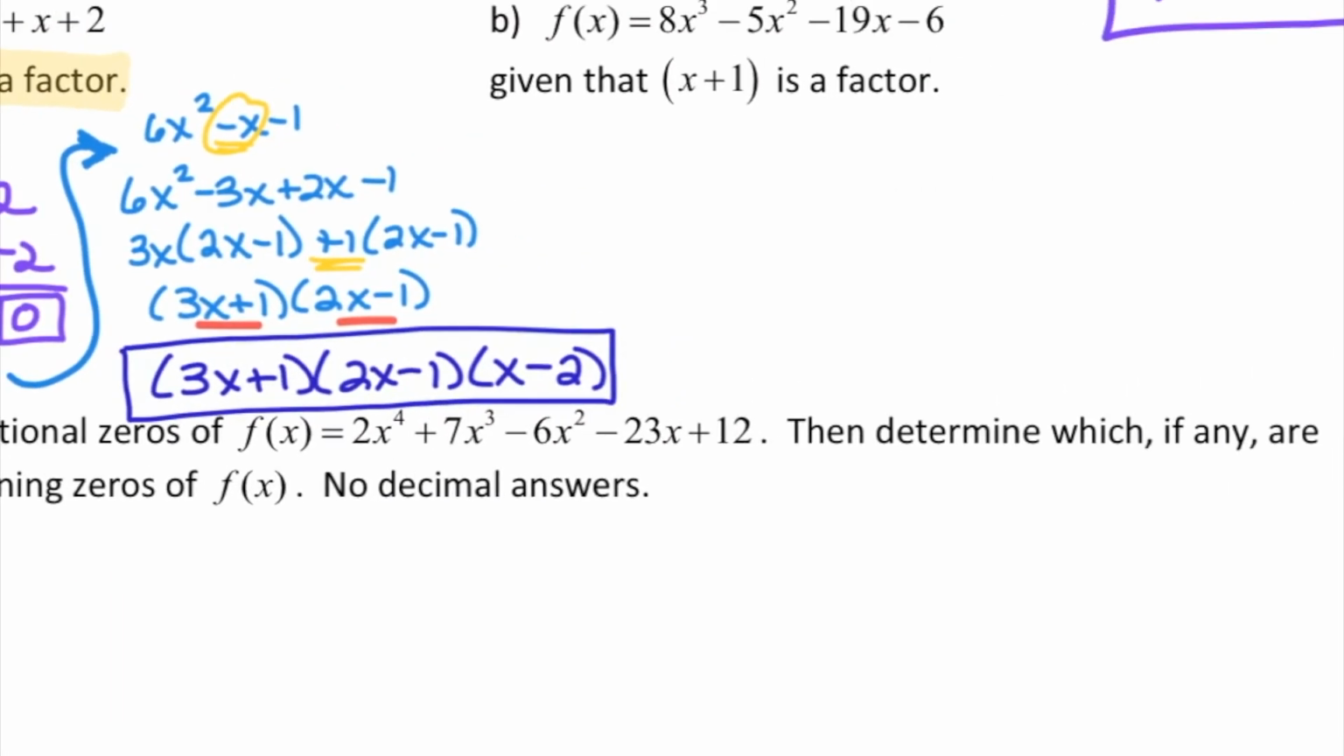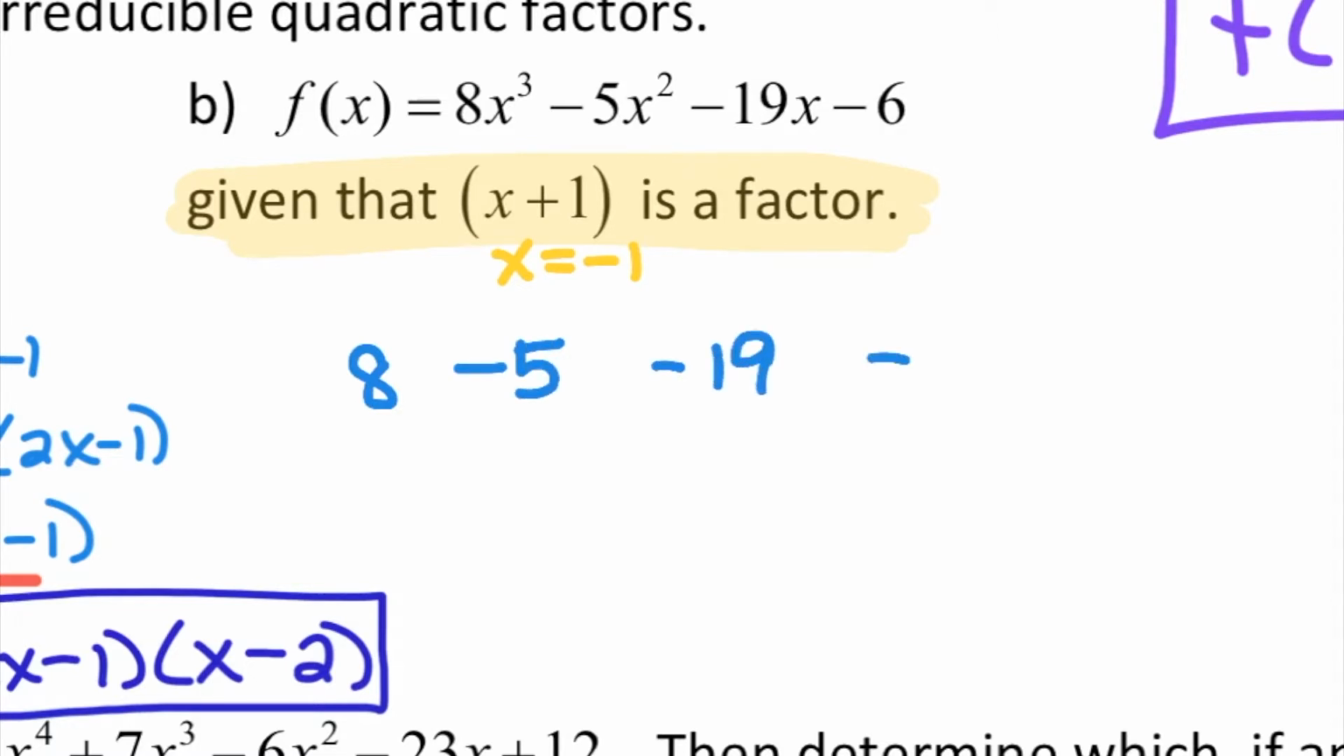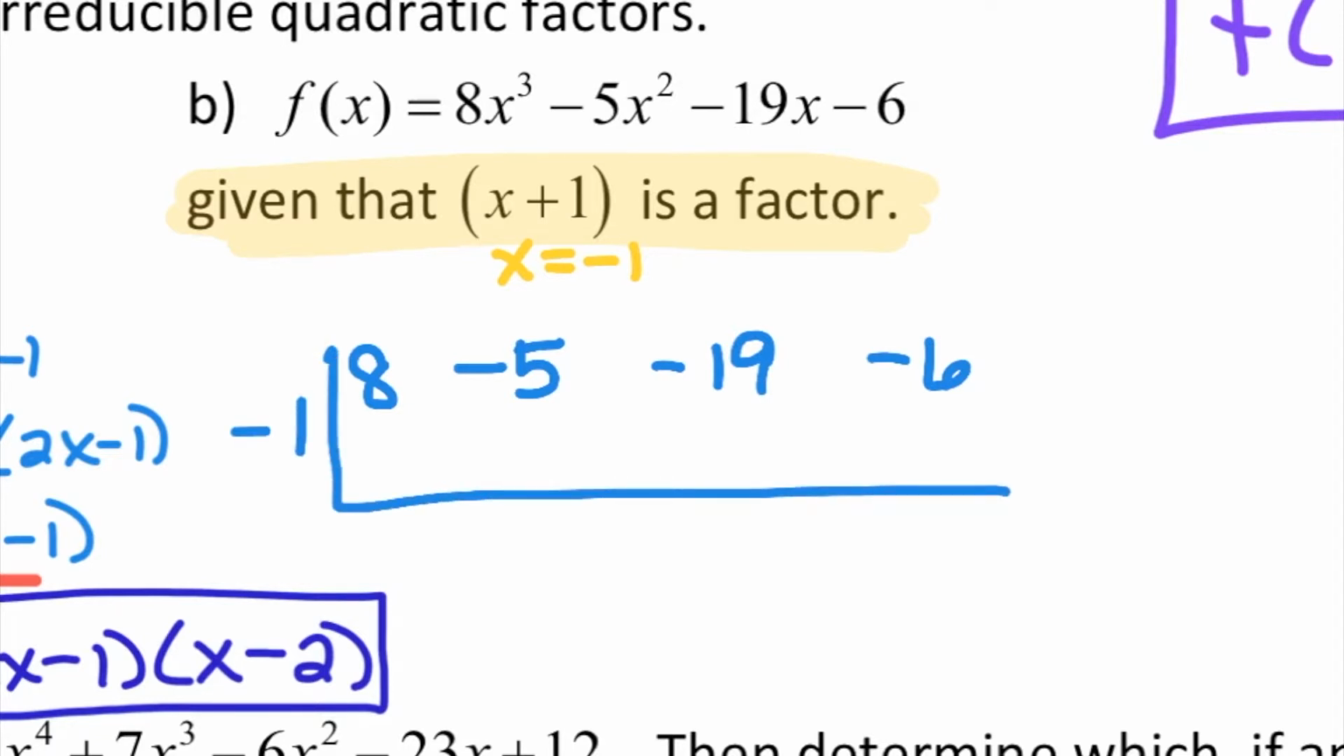So let's do another problem like that. Here I have a function, and I'm given that x plus 1 is a factor, so I'll be dividing by x equals -1. Let me see if I can squeeze my synthetic division into this little space here. 8, -5, negative 19 and negative 6, and I'm dividing by negative 1.